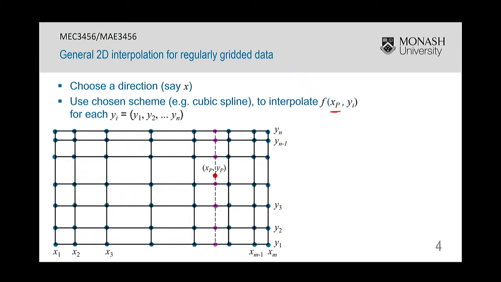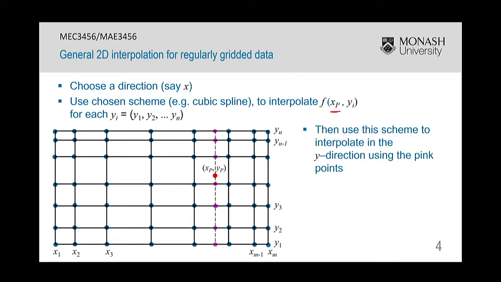Then, we have all of those data points. We're going to use the same scheme. Well, in actual fact, you could use a different scheme if you wanted to, but it probably doesn't make sense. But use your spline scheme, for example, to now interpolate in the y direction, but using only the pink points. So we then fit a spline to these data points here and estimate the function value where we want it to be. And that's the simple way of doing multidimensional interpolation. Of course, the devil will be in the coding detail.